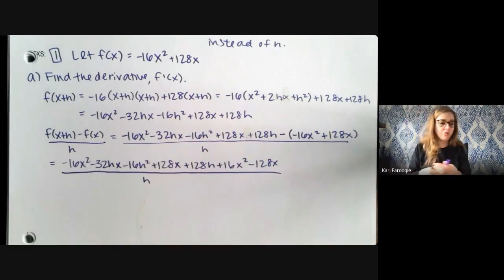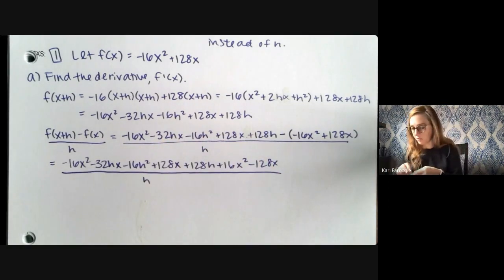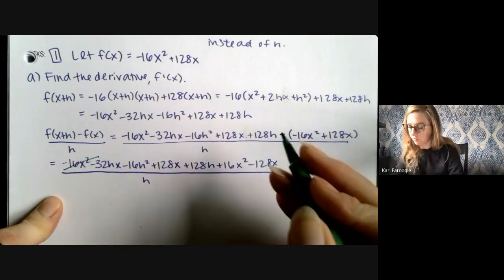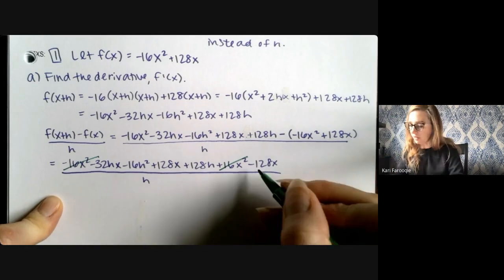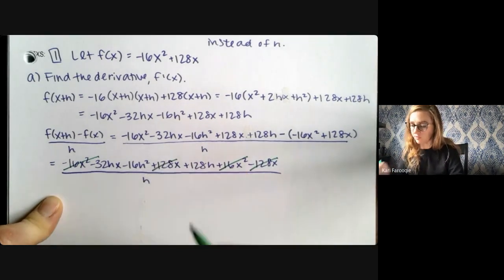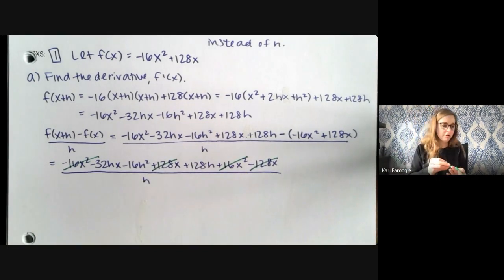All right, so here's where the magic happens. Negative 16x squared, positive 16x squared, those are going to cancel. Negative 128x and positive 128x.